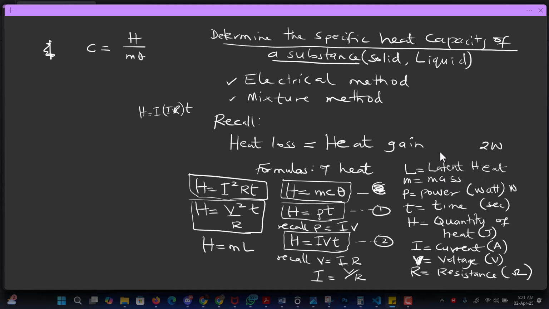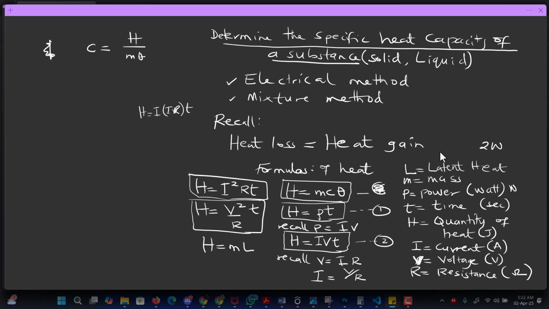But for now, we are concentrating our attention on the quantity of heat we supply to a body to increase the temperature of that body. So what we are teaching now is how we supply heat to a substance to increase the temperature of that substance. So for now, I'm teaching anything that can cause a temperature increase on a substance.